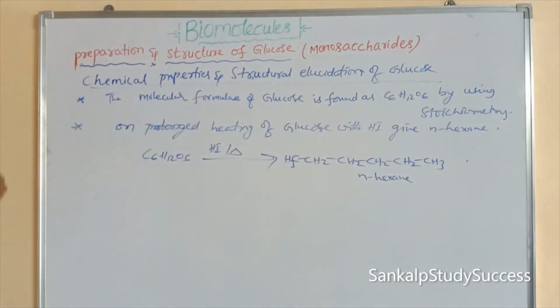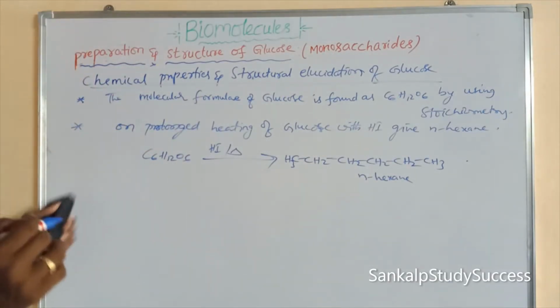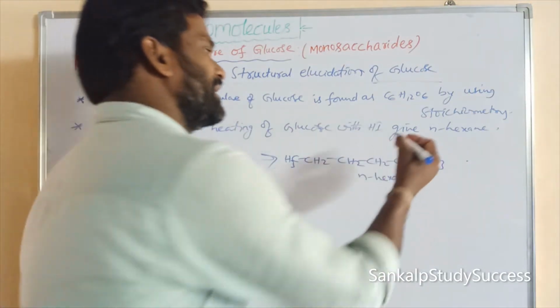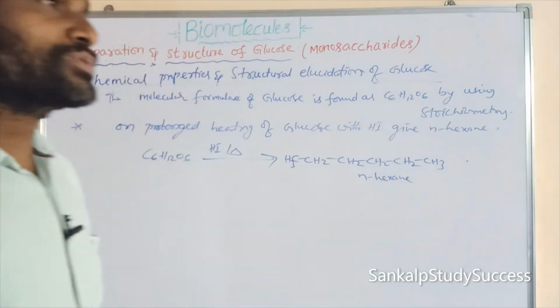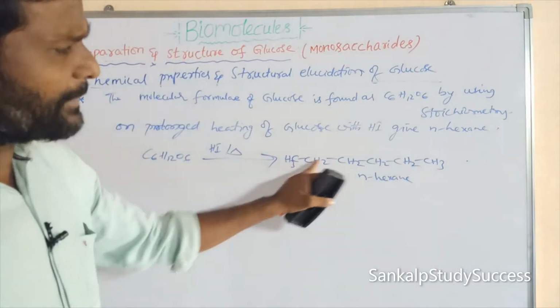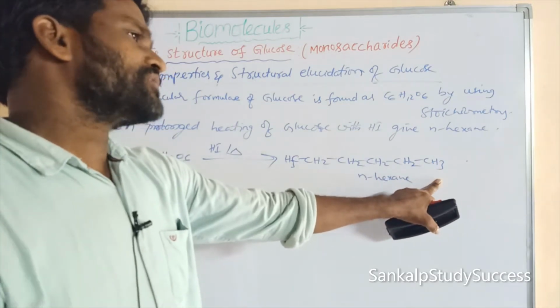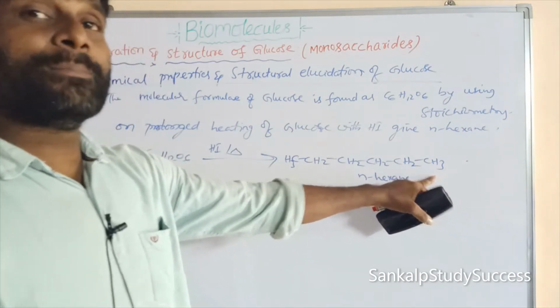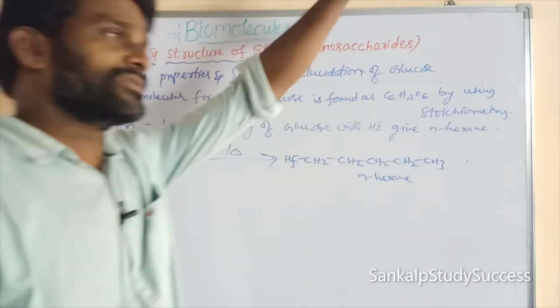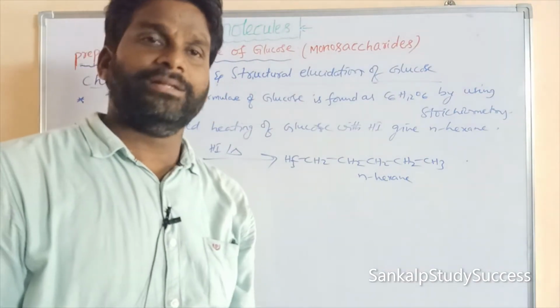So the second point indicates, on prolonged heating of glucose with HI gives n-hexane. This reaction indicates that in n-hexane all carbons are present in a straight line. So similarly, all the 6 carbons of glucose are also present in a straight line manner in their structure.